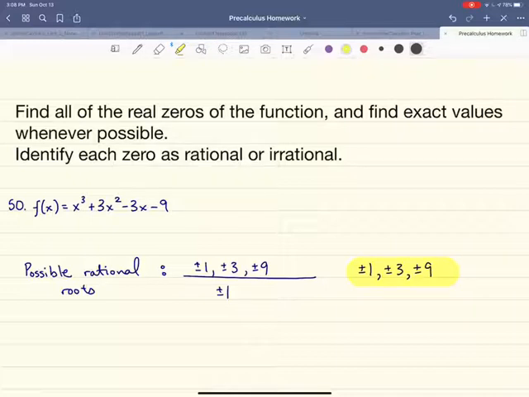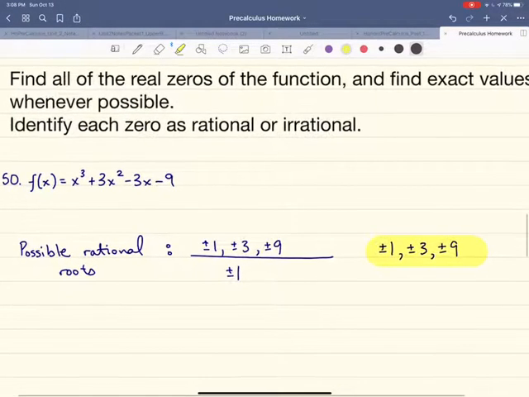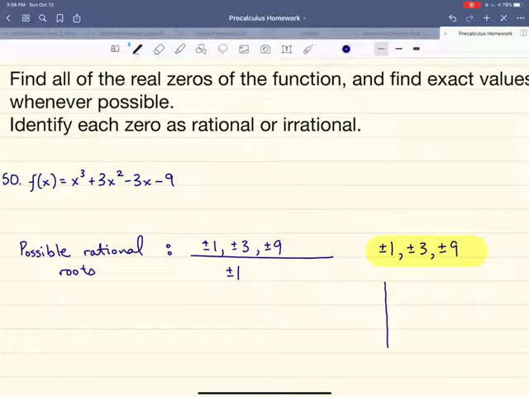Now, there are various things we can do. What I've advised you to do is start by checking easy numbers. If you plug in 1, you see that f of 1 is not 0. If you plug in negative 1, you see that f of negative 1 is not 0. And if you poke around a little bit more, you see that when you do synthetic division with negative 3, the remainder is 0. So let's do that together.